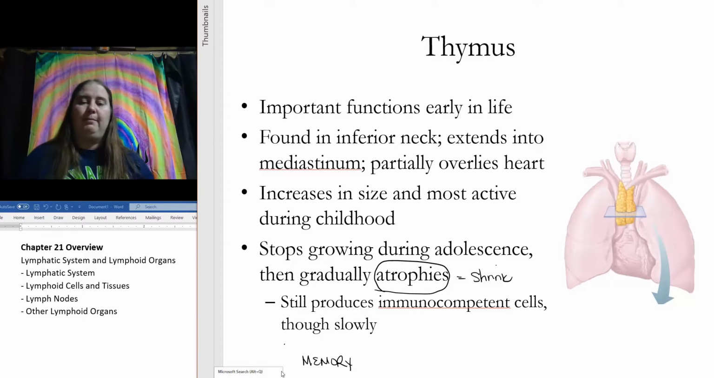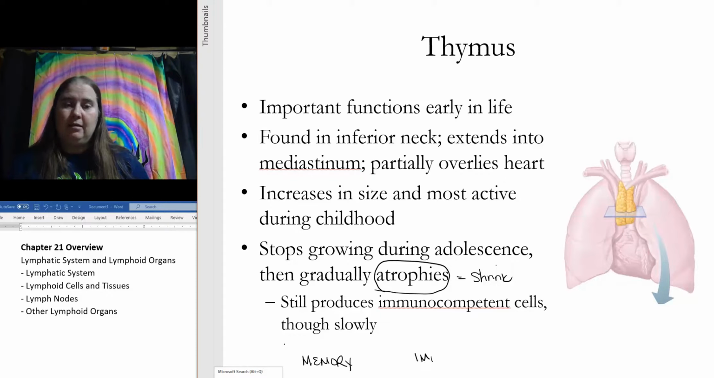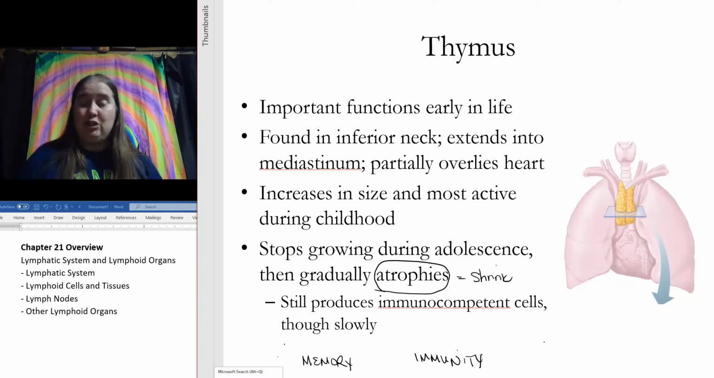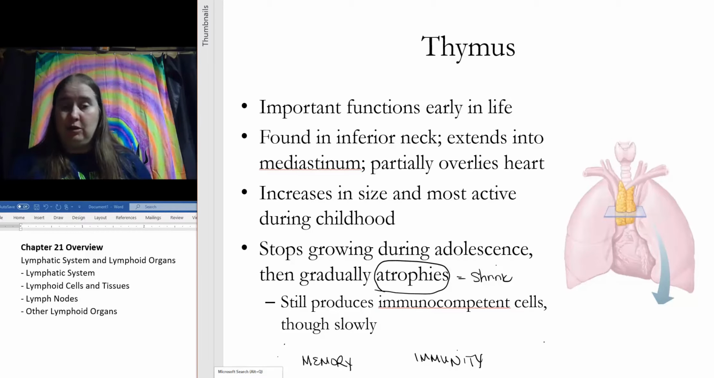So when we talk about immunity, okay, this is all going to occur in that thymus. So a child gets a vaccine, right? That vaccine will generate immunity. That immunity is created within this thymus. Okay. This is why it is harder as we age to generate immunity, because the thymus is so much smaller than it was when we were children. Okay.